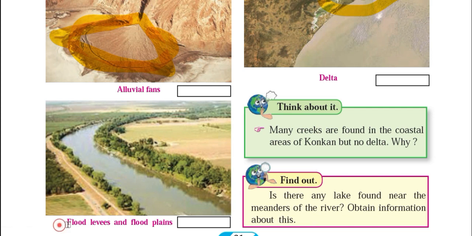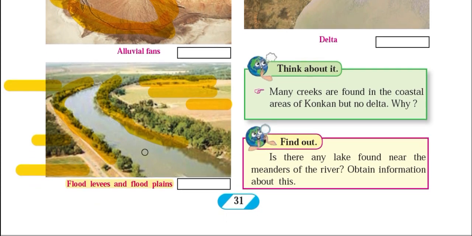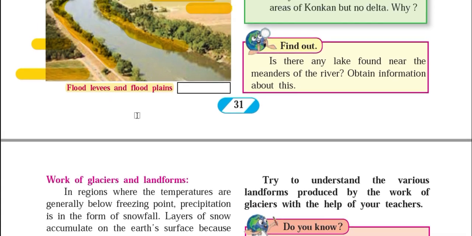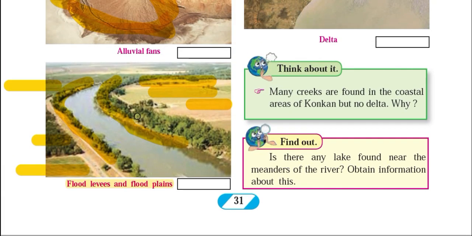Here you can observe the floodplains and the flood levees. These are the flood levees, and this entire thing is floodplains. Here you can see the agriculture tract or different agricultural activities. So in this way we have seen these landforms made by the river or because of the river water. They are divided into erosional, depositional and transportational.